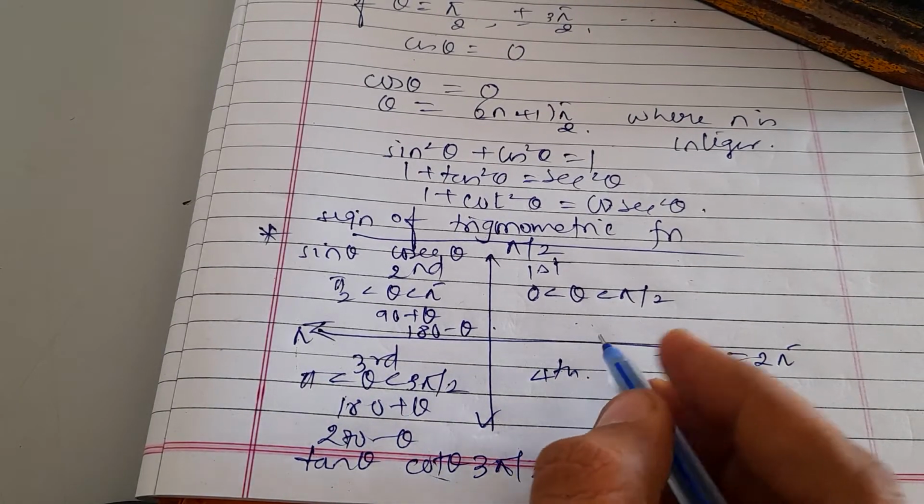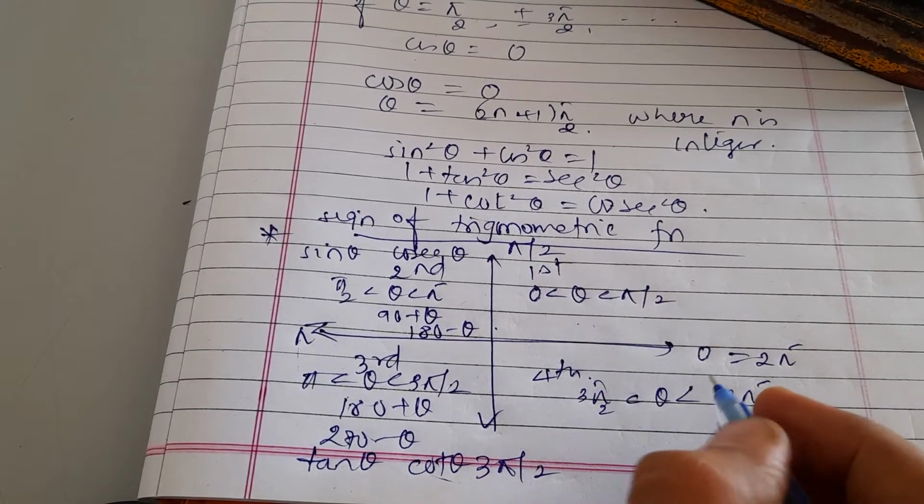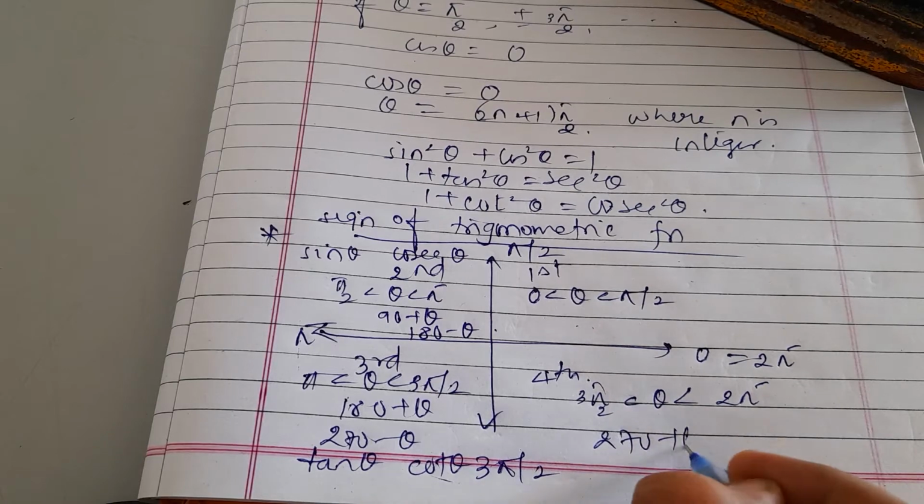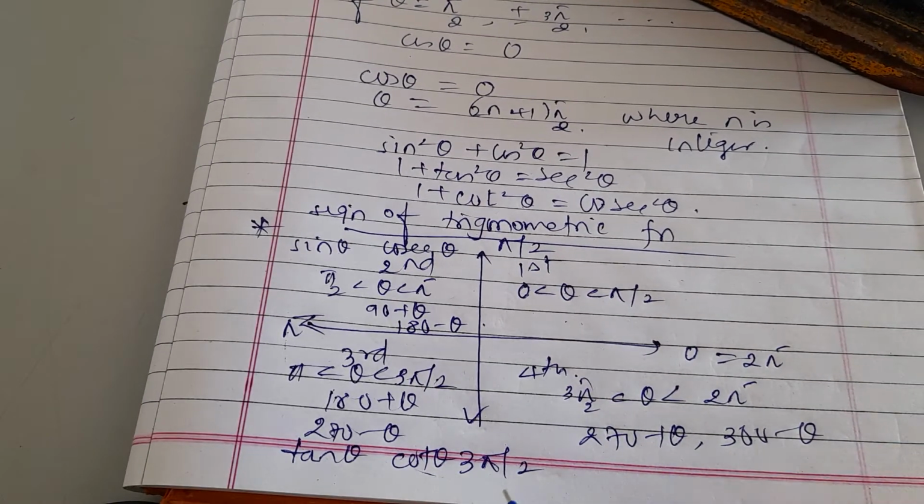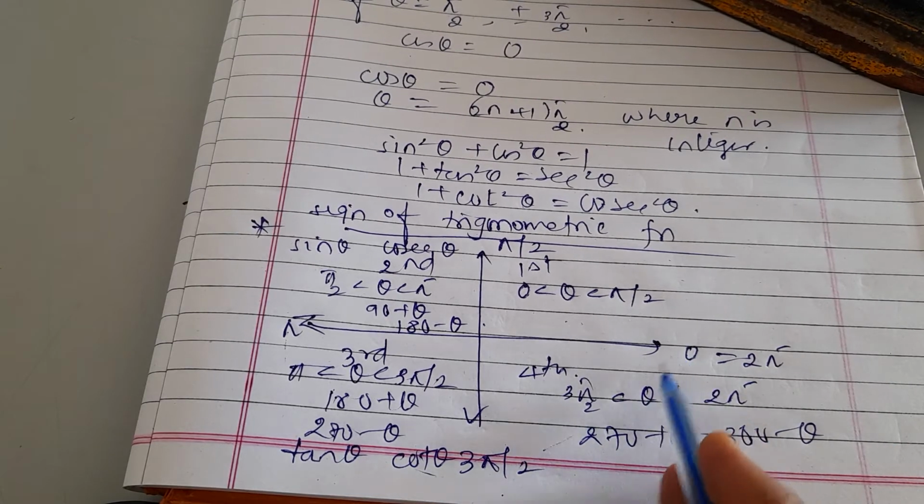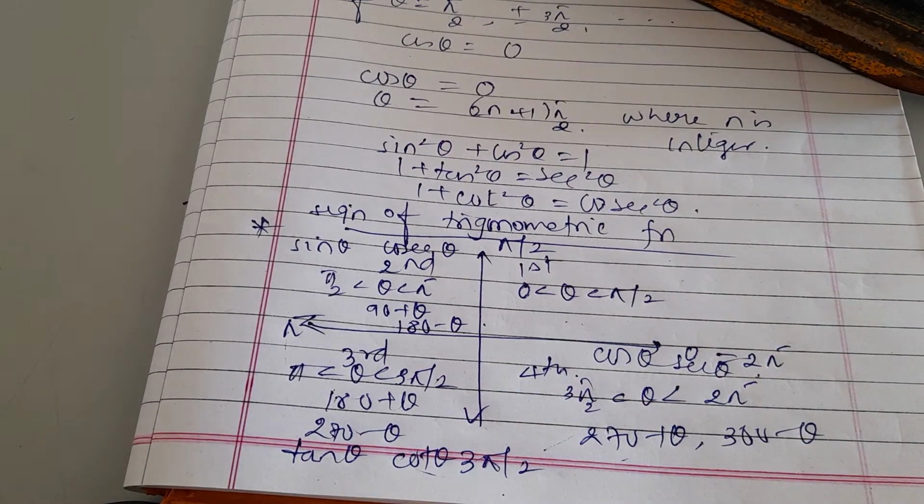Coming to the fourth quadrant, it is 3π/2 < θ < 2π. Right? So that is 270 + θ and 360 − θ. Right? More than 270 and less than 360. So in this quadrant only two functions are positive, cos θ and sec θ. Other trigonometric functions are negative. Right? So this you have to remember, the sign of the trigonometric functions in the different quadrants, and then we'll discuss the range and domain of the trigonometric functions.